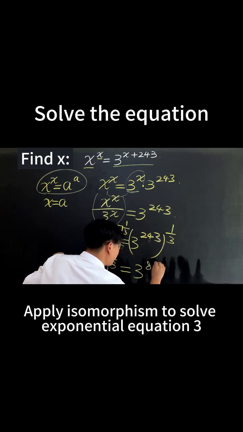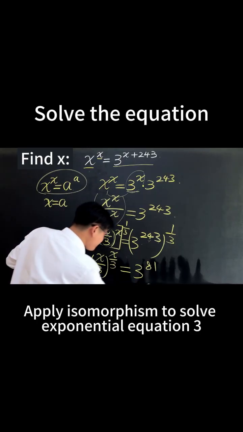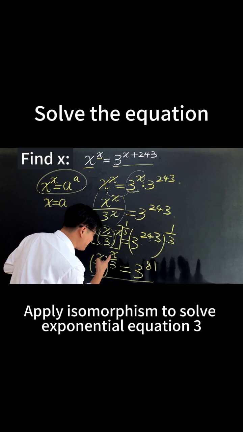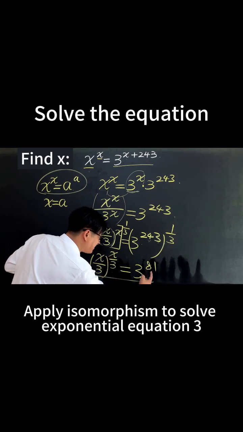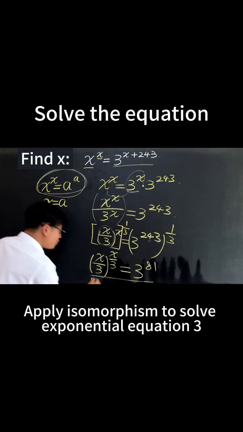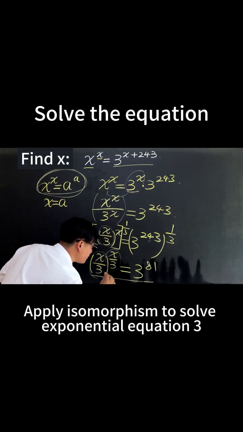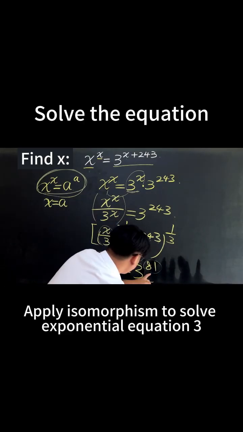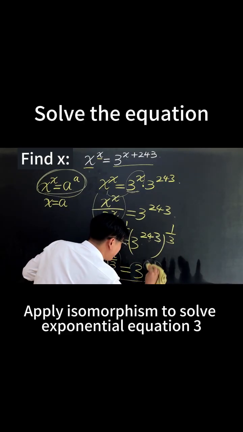Everyone, you need to be careful when solving problems. So what do we do next? (x over 3) to the x over 3 power equals 3 to the 81st power. So how do I achieve this isomorphism? That is, making some number to the power of some number equal to another number to the power of another number. So what should I do? Just break down this 81.